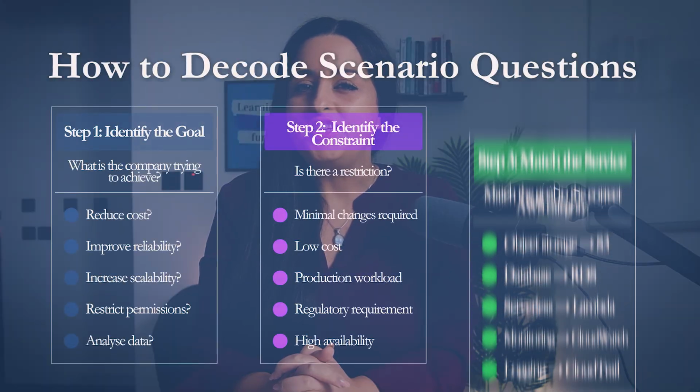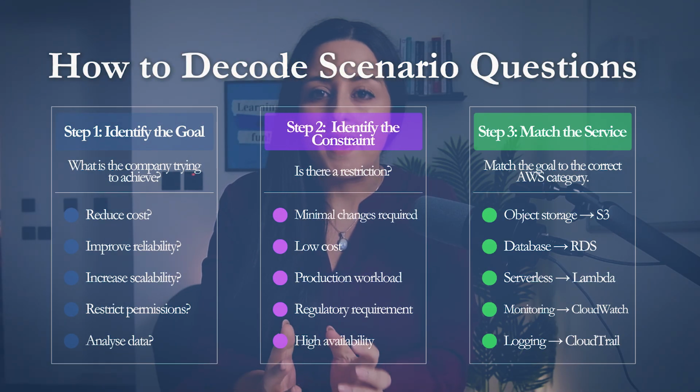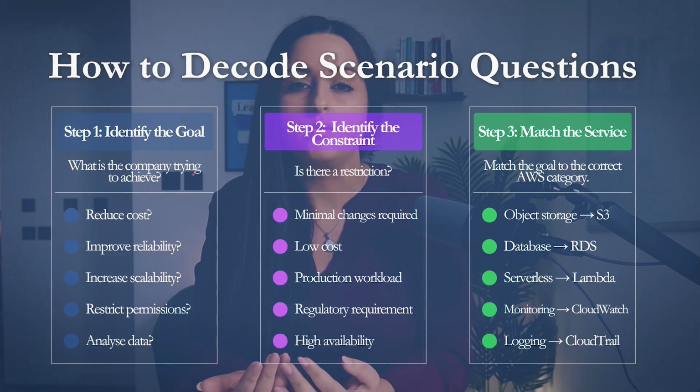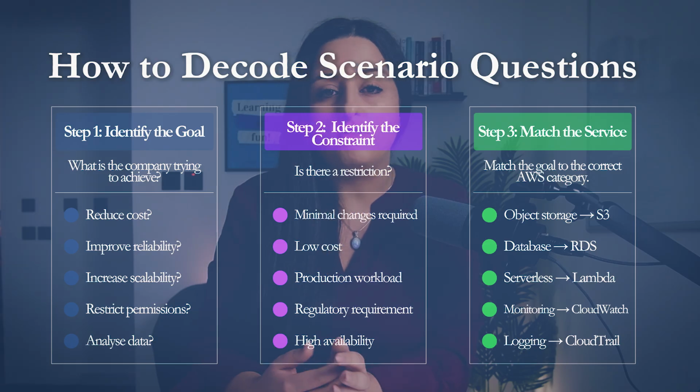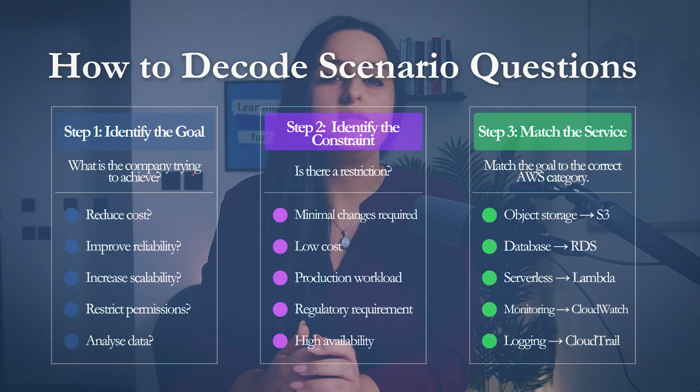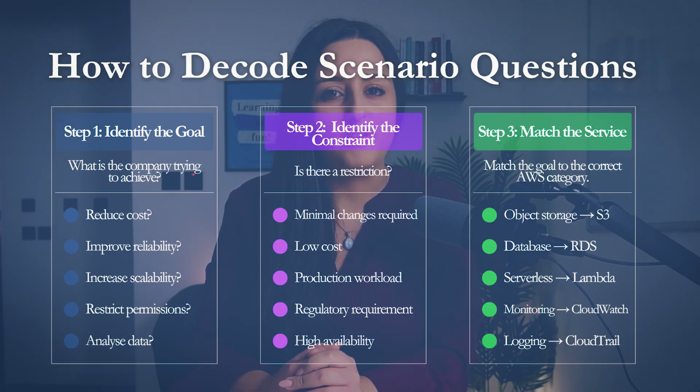Step 3, match to a service category. So you need to match the goal to the correct category. For example, if you need object storage, well then Amazon S3. If you need relational database, Amazon RDS. If you need serverless compute, AWS Lambda. Need shared file storage, Amazon EFS. Need monitoring, Amazon CloudWatch. Need activity logging, AWS CloudTrail. Need multiple accounts managed, AWS Organizations. This pattern recognition is the key to passing.